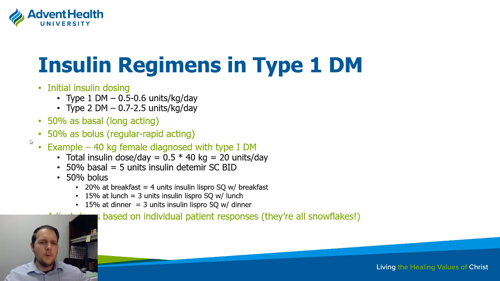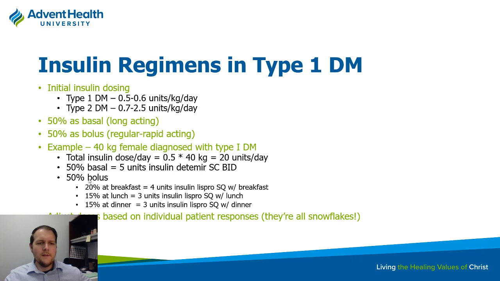But let's say, for instance, we had a 40-kilogram female who is just diagnosed with type 1 diabetes. Well, the total insulin dose for her will start on the low end. We'll say she's going to get 0.5 units per kilo per day times her weight of 40 kilograms, and you get roughly 20 units per day she's receiving. So what we're going to do is we'll do 50% as a basal, so she may get 5 units of insulin detemir, which is the long-acting. She'll get that twice daily, so once in the morning, once at night.